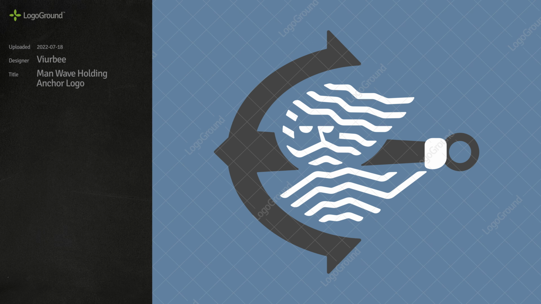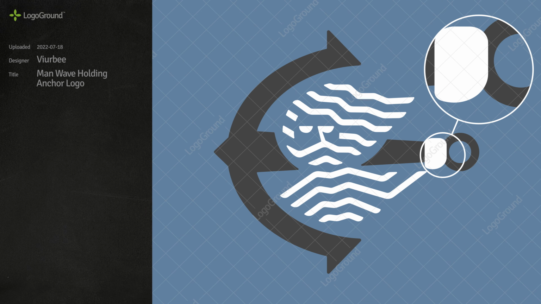Next, we have a man holding an anchor. It's a good idea. There's a lot to like in this design. It is kind of hard to see what it is, though. I think the man's face could be clearer, and the hand is too different from the rest of the man. And the placement of the hand isn't great. If he is gripping the shaft of the anchor, then the hand should perhaps not overlap this ring.